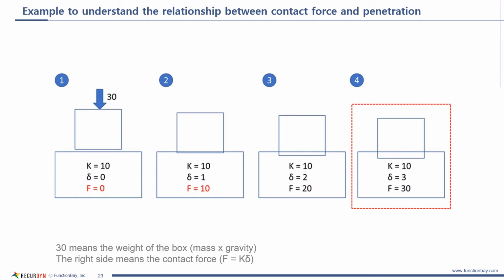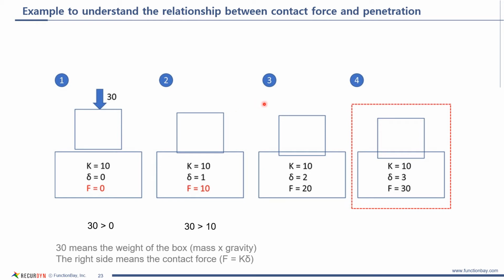In this example, the penetration increases until the external force and the contact force reach equilibrium. To make it simple, unit was ignored here, and 30 means the weight of the box. In case 1, the weight of the upper box applies force 30 downwards, but there is no contact force because delta equals 0, so the upper box moves downward. In case 2, there is penetration. Delta is equal 1, so contact force occurs. But since 30 is greater than 10, the box still moves downward.